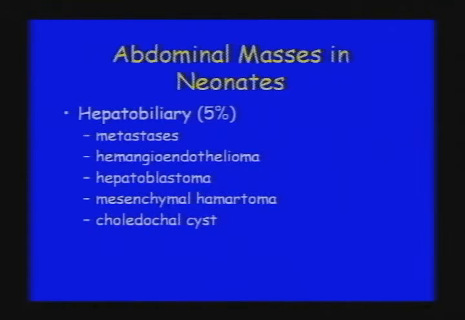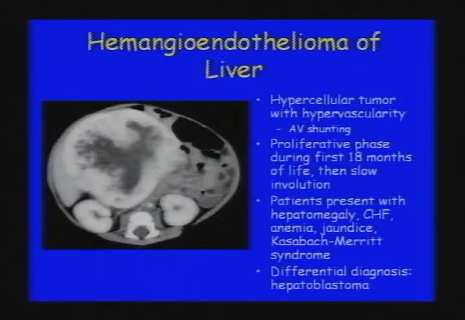Hemangioendotheliomas do not have elevated AFP levels. They have normal AFP levels. Hepatoblastomas have elevated AFP levels. They are uncommon masses, but pretty typical in appearance in the neonate. Mesenchymal hamartomas are benign tumors, and then choledochal cysts are, as I showed you before.